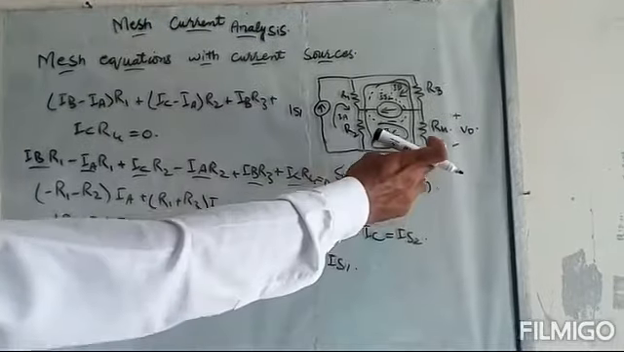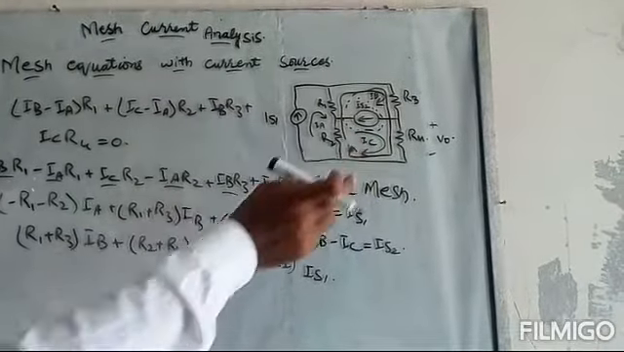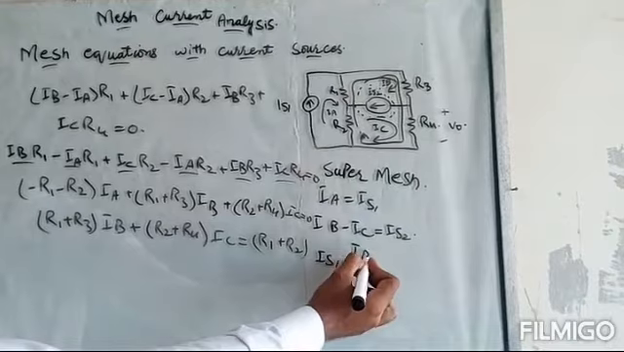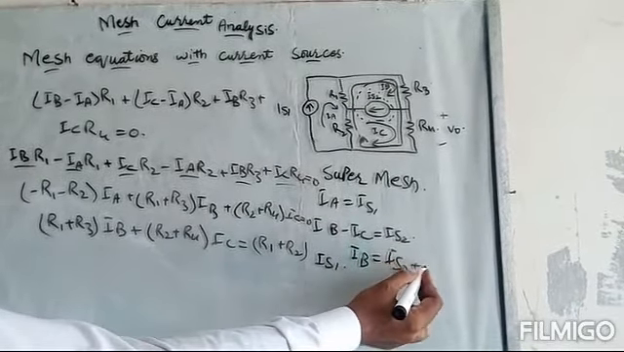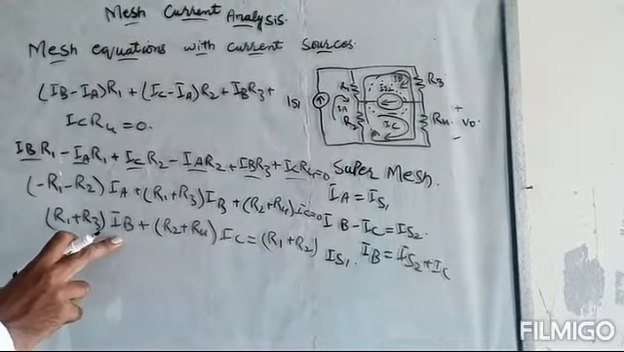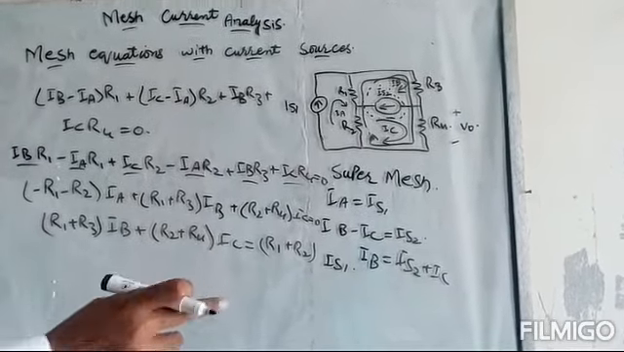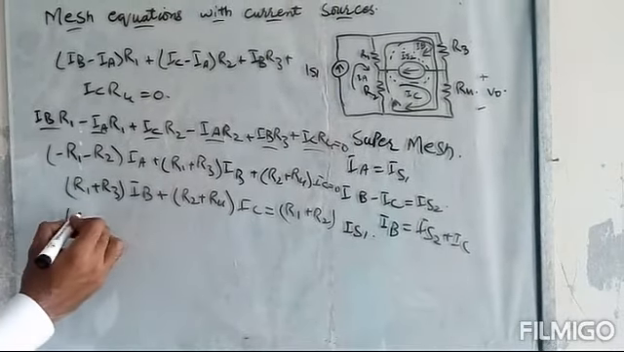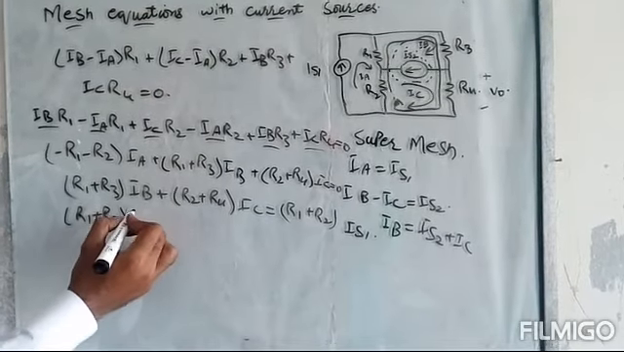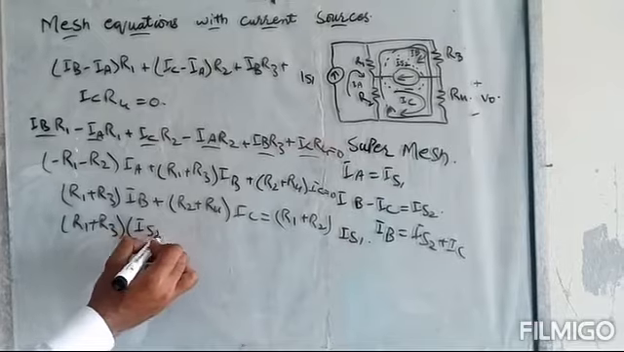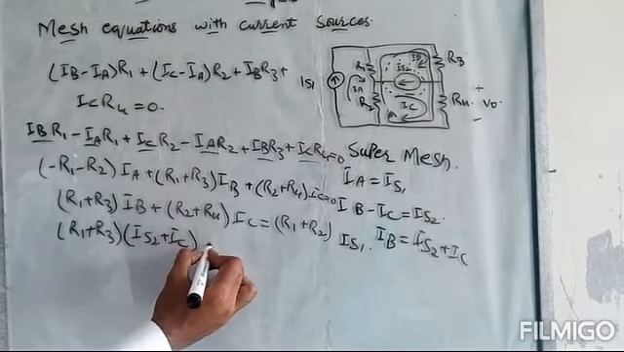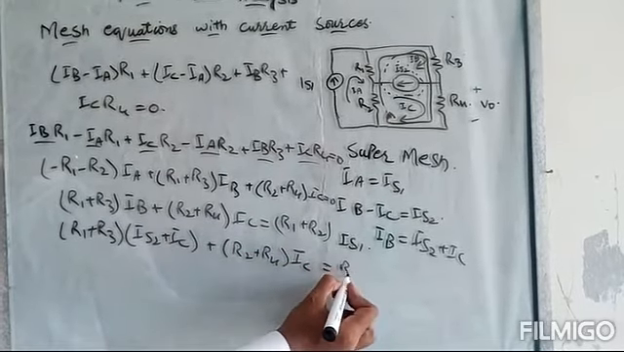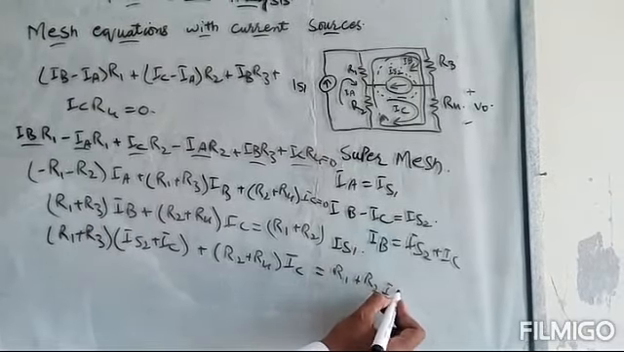And we want to find this voltage. For this voltage we need to find IC. So we will replace IB from here. IB is equal to IS2 plus IC. So we will replace the value of IB in this equation, so our unknown in this equation will be IC only. So R1 plus R3, IB replaced with IS2 plus IC, plus R2 plus R4 multiplied by IC is equal to R1 plus R2 IS1.